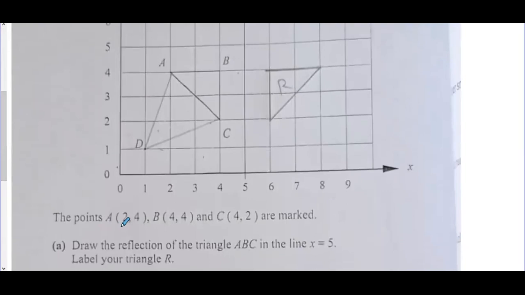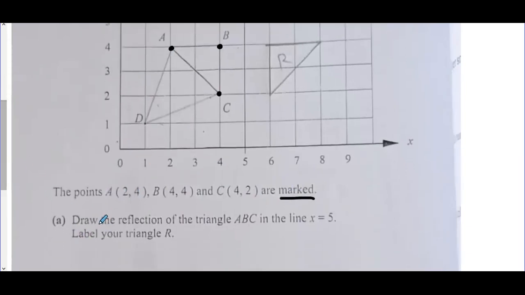Now the point A is here, 2,4. Let me confirm. Yes, 2,4. And B is here, 4,4. And C is somewhere here, with coordinates 4,2. So these points are marked here. Now the question is, can you draw the reflection of the triangle ABC in the line x equal to 5?